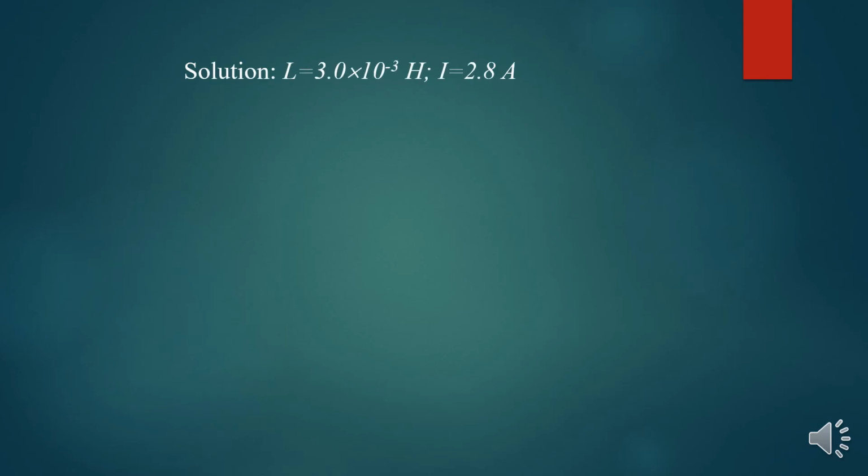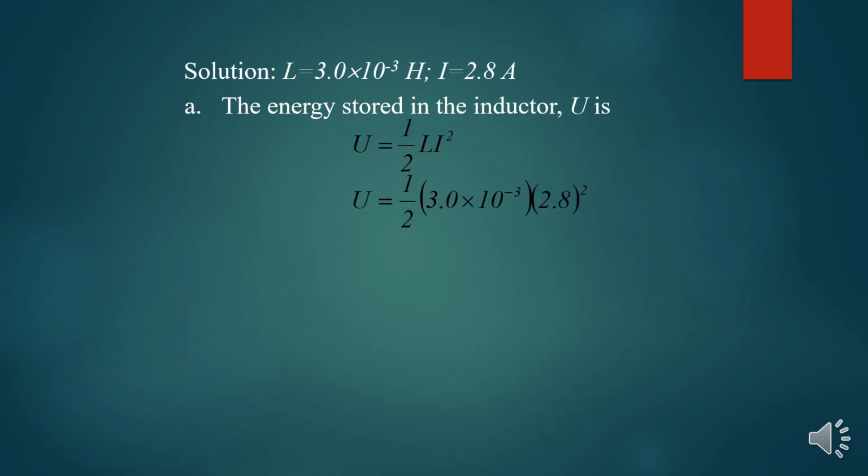Given from the question, the self-inductance L is 3.0 times 10 to the power of negative 3 Henry and I equals 2.8 ampere. The energy stored in the inductor is U equals half L I squared. L is given, substitute the value, and the value of I is also given, and then we get U equal to 1.18 times 10 to the power of negative 2 joule. We need to know that the energy is stored in the inductor in the form of a magnetic field.